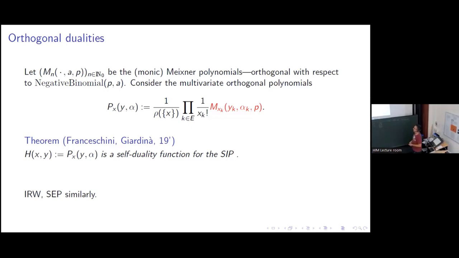And what are these m n? These are orthogonal polynomials with respect to the reversible measure. In our case, the reversible measure of the SIP, as I'm doing everything for the SIP, is the negative binomial distribution. And it's well known that Meixner polynomials are orthogonal with respect to these. What you can do then is form a product of Meixner polynomials, where you put in each yk, which is more or less just the multivariate orthogonal polynomial. And here's the theorem: it is indeed a self-duality function.